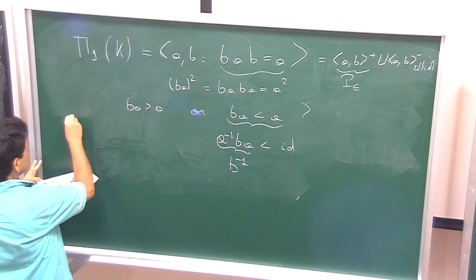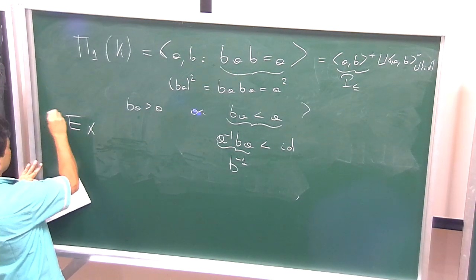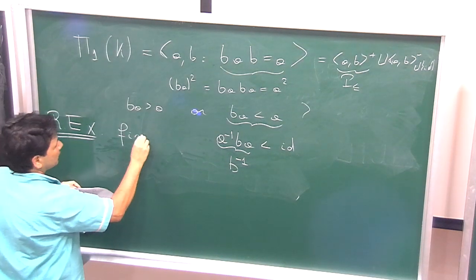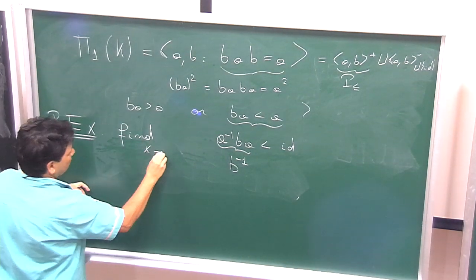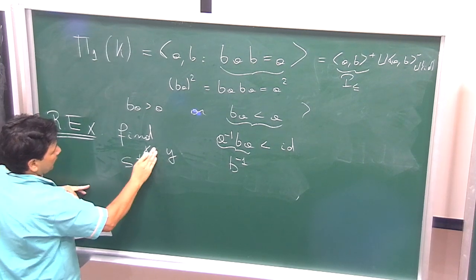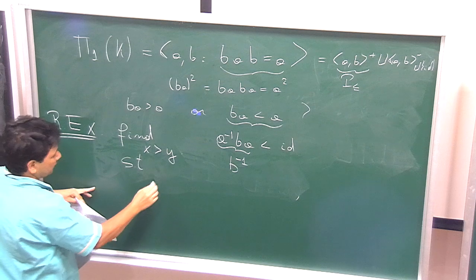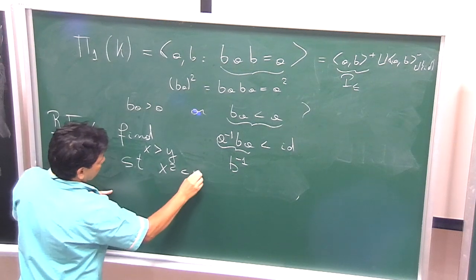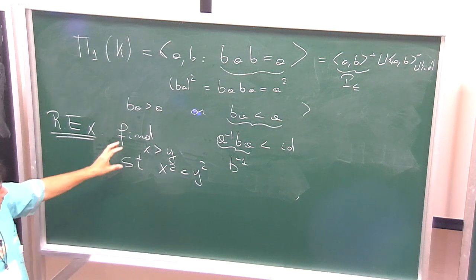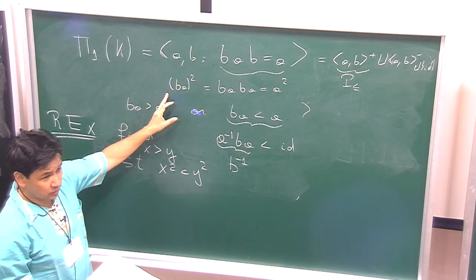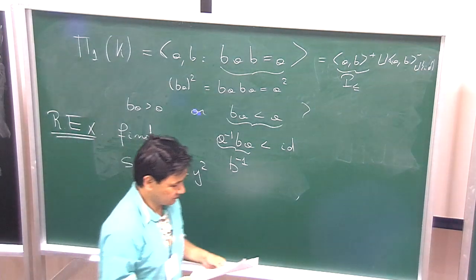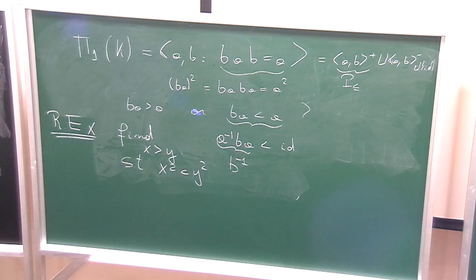Okay, now this is a real exercise. I will put here: real exercise. Find in this group x and y, which are different, such that x is larger than y and x squared is smaller than y squared. Because here we only had two elements which were different, for which the squares were equal. But I want the reverse inequality.